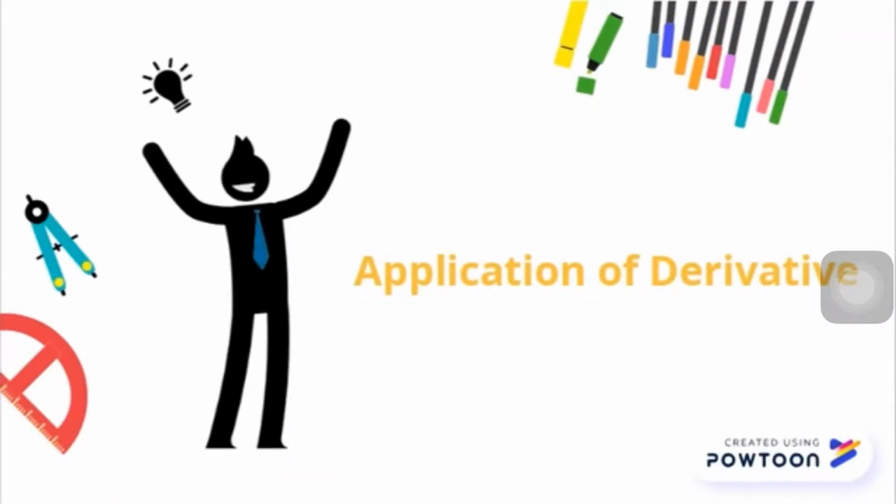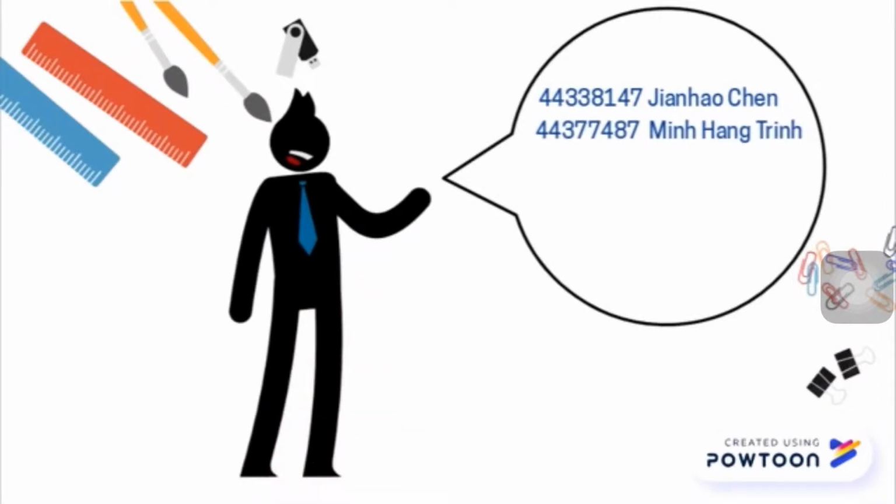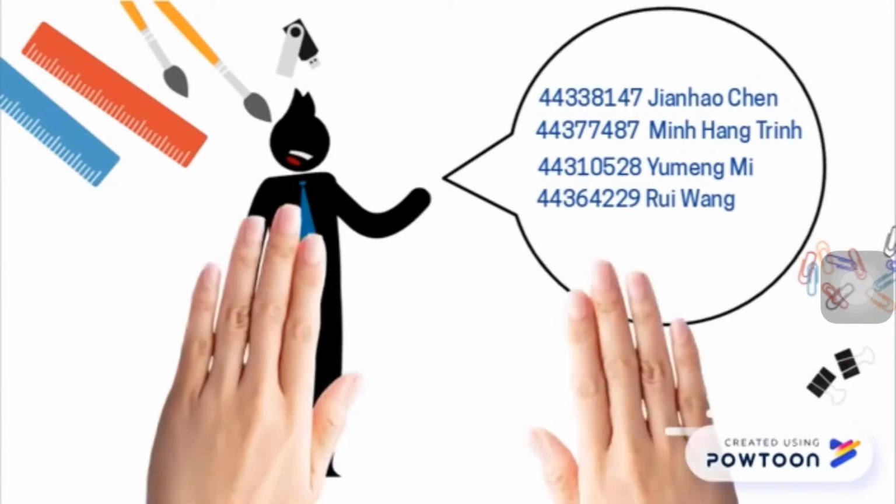Today, we are going to talk about the application of derivative. I will describe what is derivative. Then Han will explain the model. Next part, July will give an example of the model. At the end, Gloria is responsible for commenting.